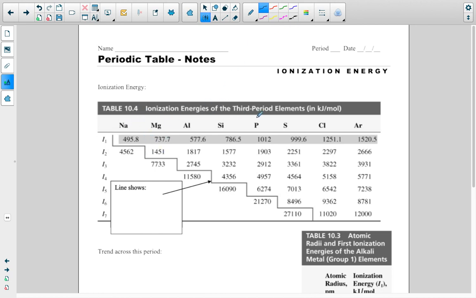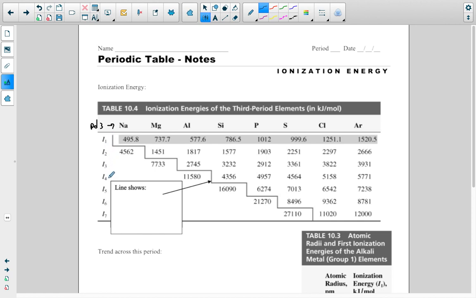And across the top is a period 3 element. So you have period 3 here going across this direction, so you're going left to right. All right, and you'll see these I1 versus I2 versus I3 versus I4 kind of thing. And these are ionization energies: first ionization energy, second ionization energy, third, and so on.